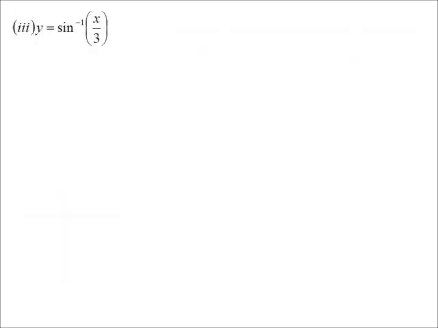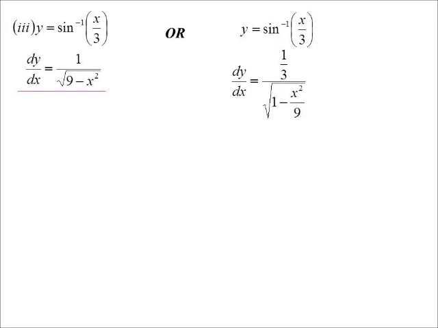Okay, here's one where yes, that first formula would be easier because it is of the form x on a. So using the formula I can go, oh well, it's 1 on the square root of 9 minus x squared. Of course if I stuck with the other one, I'd go the derivative 1/3 on the square root of 1 minus the function squared. So it's not a lot of work because the denominators, whilst they look different, are actually the same. Because one's 3, the other's the square root of 9.